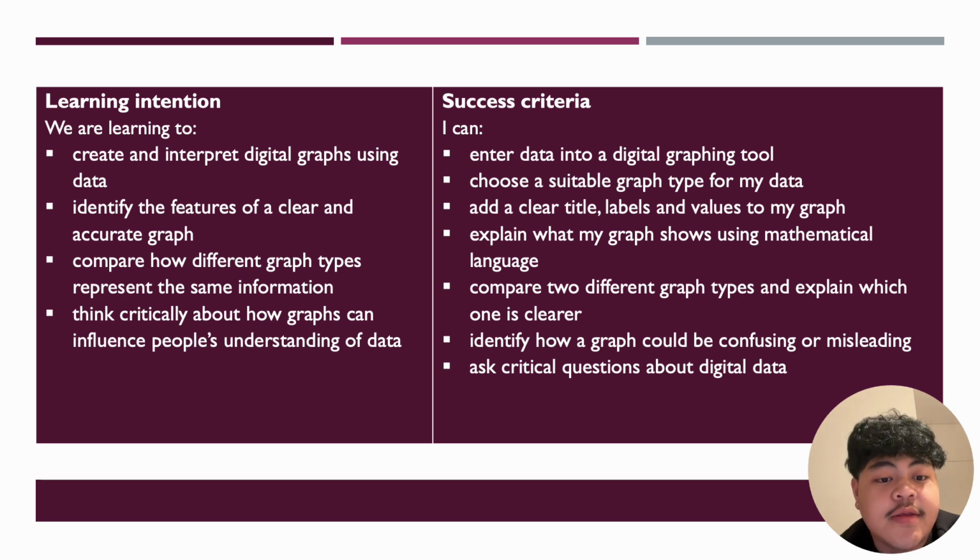Our learning intention is to create and interpret digital graphs using data, identify the features of a clear and accurate graph, compare how different types of graphs represent the same information, and think critically about how graphs can influence people's understanding of data. Success criteria: we can enter data into a digital graphing tool, choose a suitable graph type for data, add a clear title, label and value to graphs, explain what the graph is showing using mathematical language, compare two different types of graphs and explain which one is clearer, identify how a graph could be confusing or misleading, and ask critical questions about digital data.